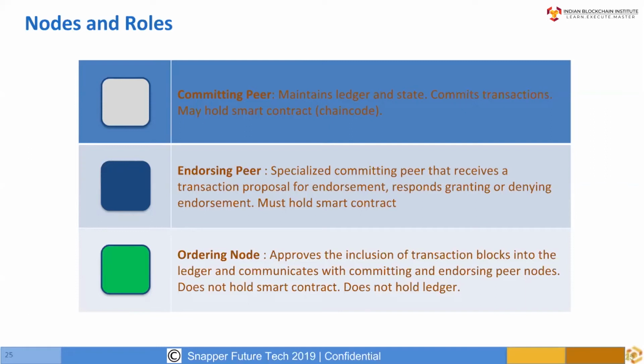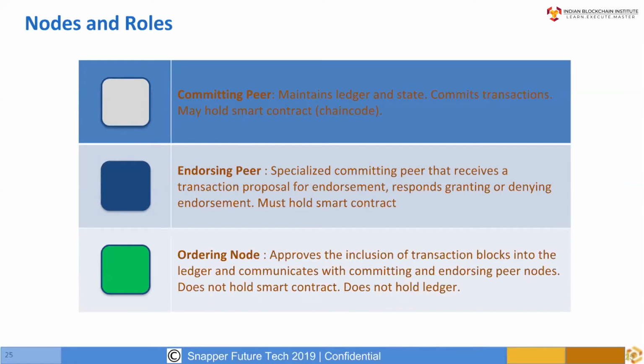Okay. So we have a number of nodes and they have their roles. The committing peer maintains the ledger and state, commits the transaction, and may hold the smart contract. The endorsing peer is a specialized committing peer that receives a transaction proposal for endorsement and responds by granting or denying endorsement. It must hold the smart contract.